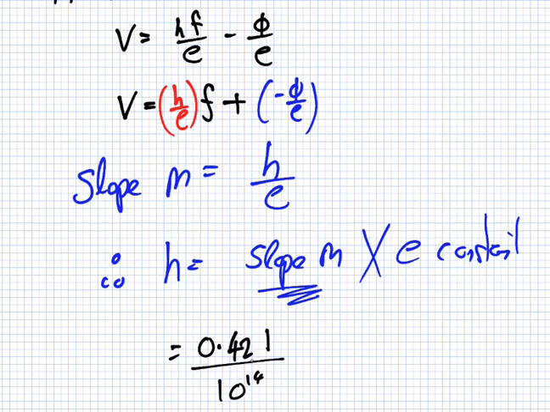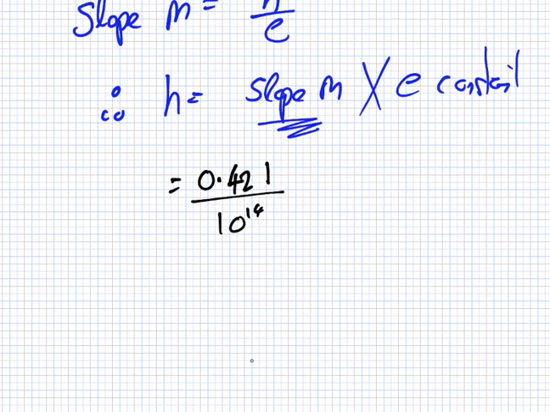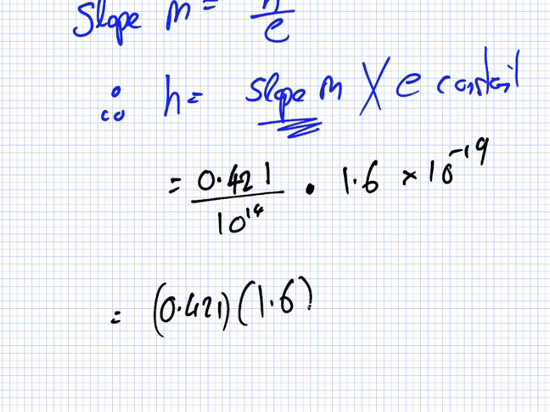And what is the value for e? It's 1.6 times 10 to the minus 19? Yeah. 1.6 times 10 to the minus 19. So this would be 0.421 times 1.6 times 10 to the minus 33. What if in the exam I forget the 10 to the 14 for you? Well, then you lose marks, because it's wrong.